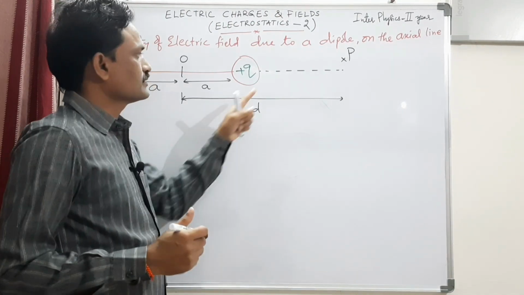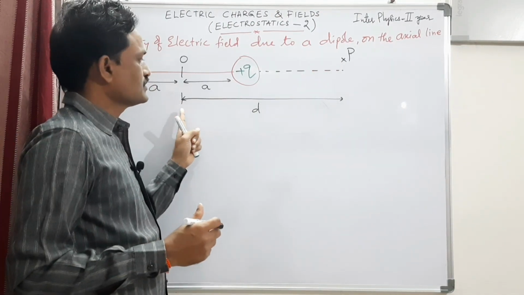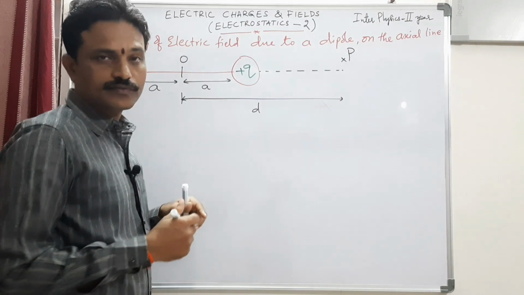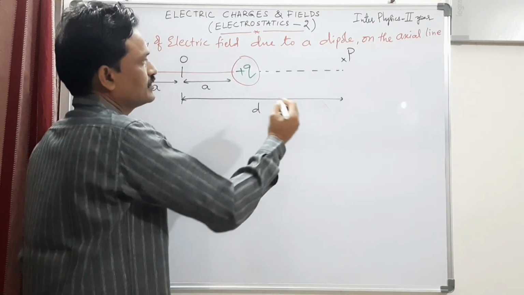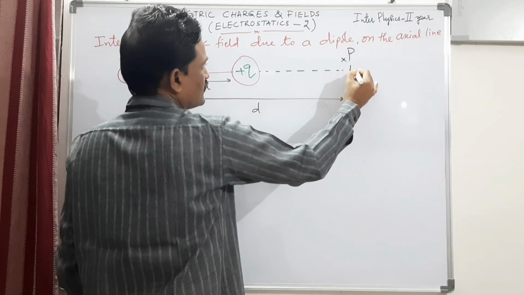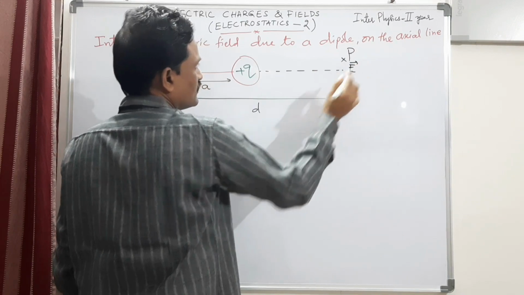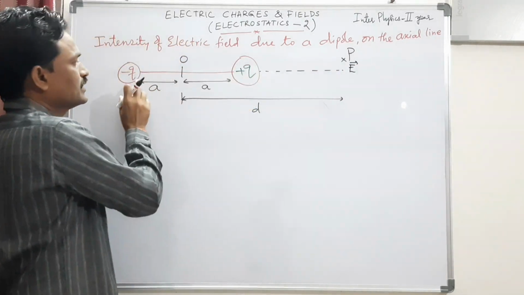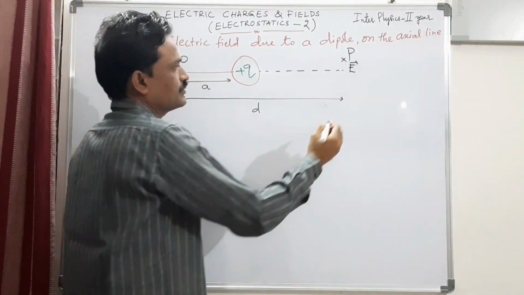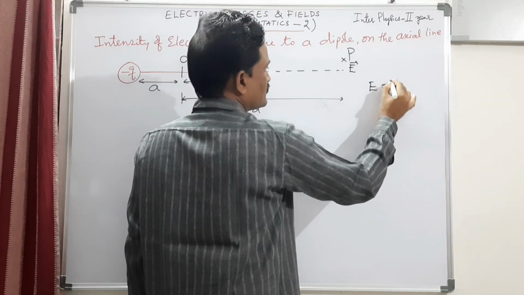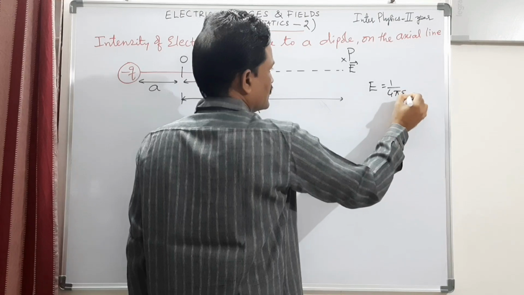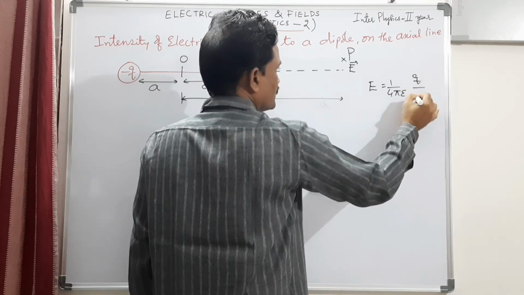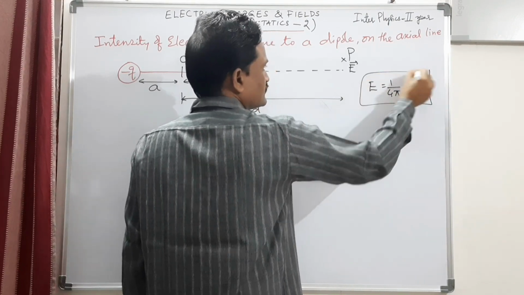Now let us consider a point P which is at a distance d from the center of the electric dipole. I want to find the resultant electric field, that is the intensity of electric field at this point P, due to both the charges plus q and minus q. We know the formula for E: E is equal to 1 by 4 pi epsilon naught q by d square. We make use of this formula.